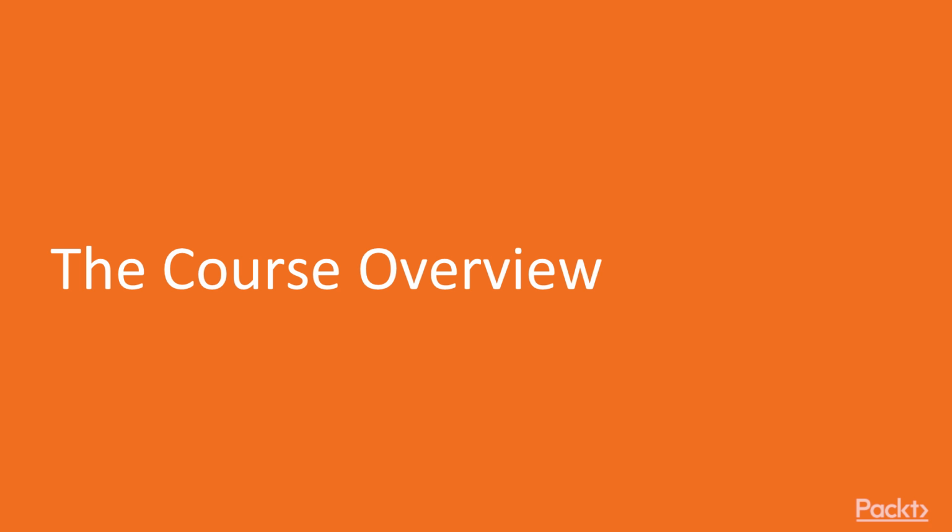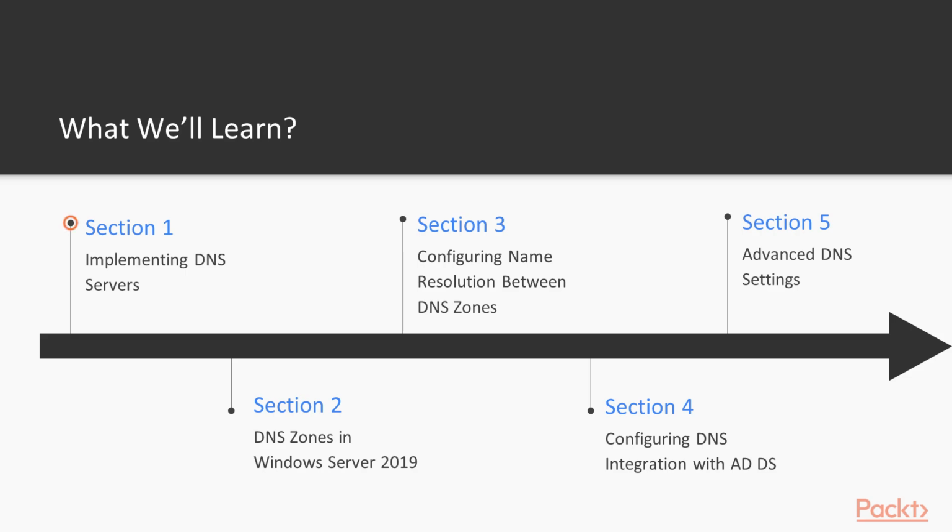So enough about me, let's take a look and see what we are learning in this course. In the first section, Implementing Domain Name System DNS. In section 2, we are going to configure the DNS zones in Windows Server 2019. In section 3, we are going to configure name resolution between DNS zones. In section 4, we are going to configure DNS integration with Active Directory Domain Services. And last but not least, in section 5, we will be ready to deal with advanced DNS settings.